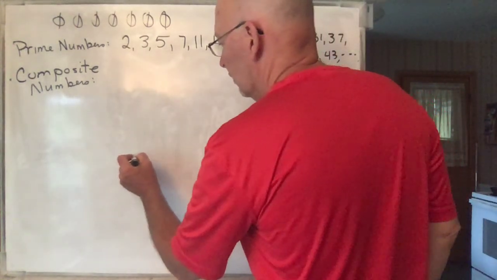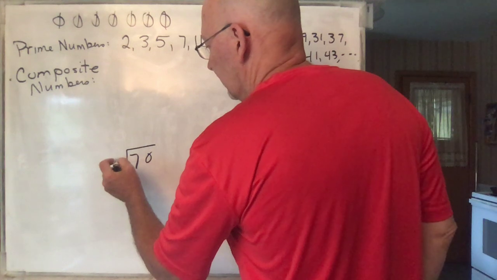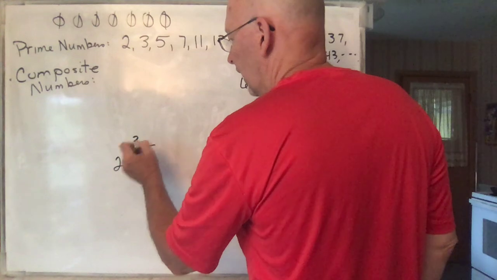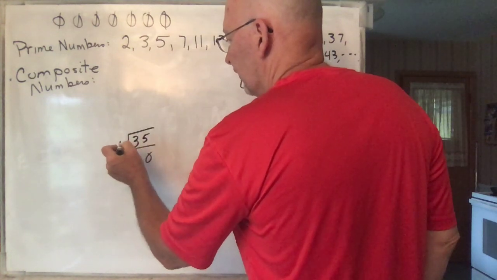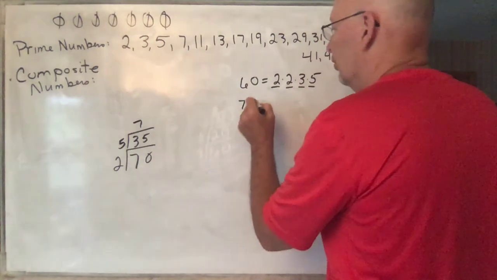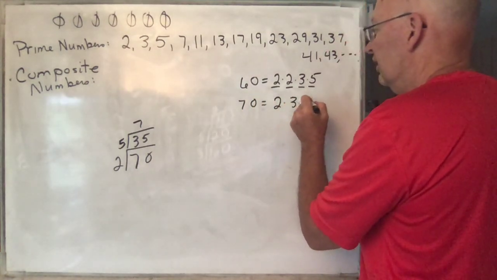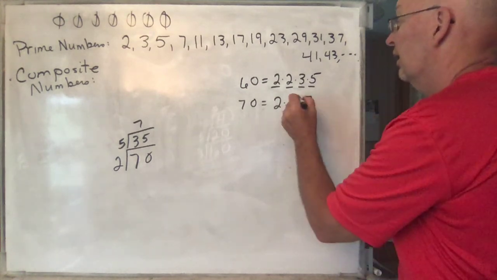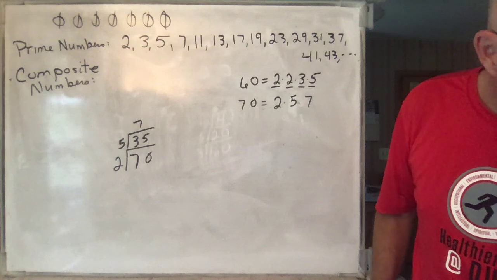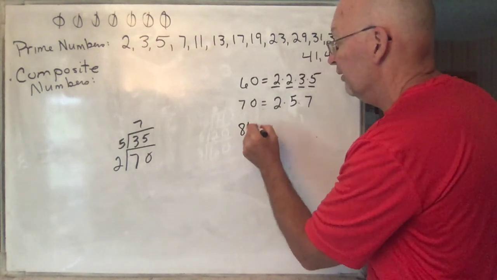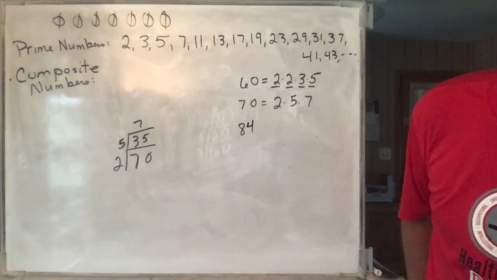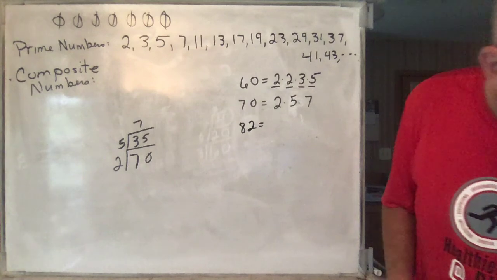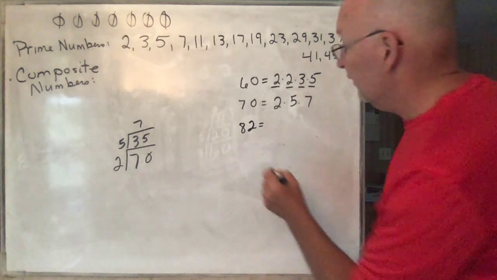Let's try 70. Take 70 and divide that by 2, and we get 35. Divide 35 by 5, and you get 7. So 70 is equal to 2 times 5 times 7. Okay, let's try another one. I'll put them all down here so I don't have to keep looking down all the time. 82, 90, 165.